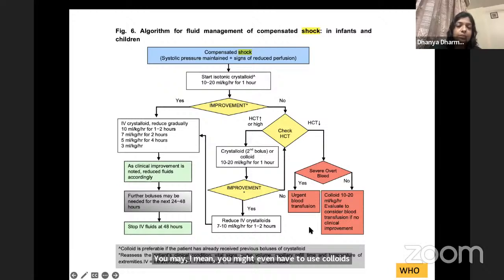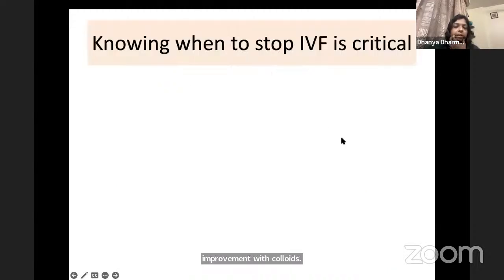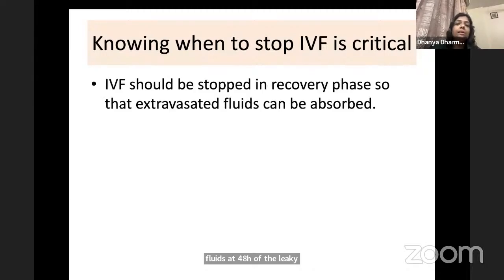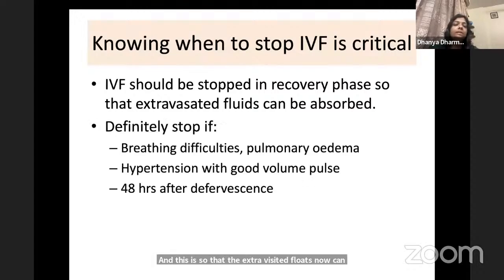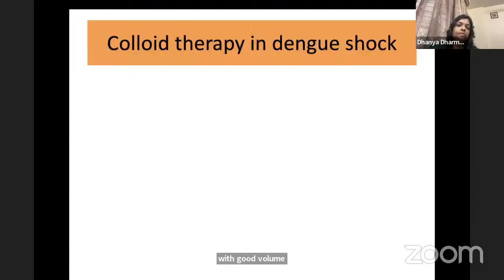Evaluate to consider blood transfusion if there's no clinical improvement with colloids. So the colloid indication would be if there is hypotensive shock or narrow pulse pressure. Now, knowing when to stop IV fluids is critical. So I showed you 3 guidelines. All 3 guidelines, even in a compensated shock situation, ask to stop IV fluids at 48 hours of the leaky phase. This is so that the extravasated fluids can now be reabsorbed. Definitely stop if the child has breathing difficulties, pulmonary edema, hypertension with good volume pulse, and definitely 48 hours after effervescence.